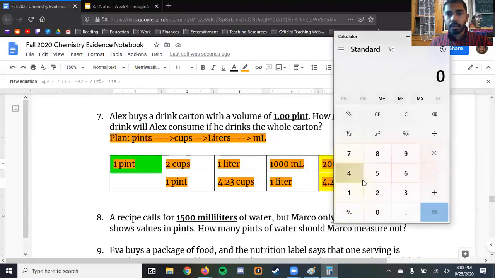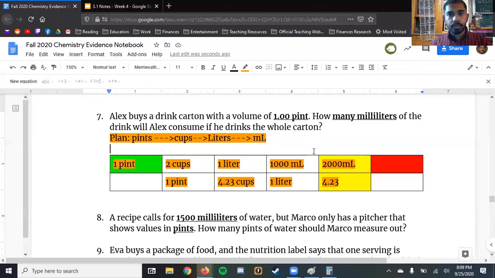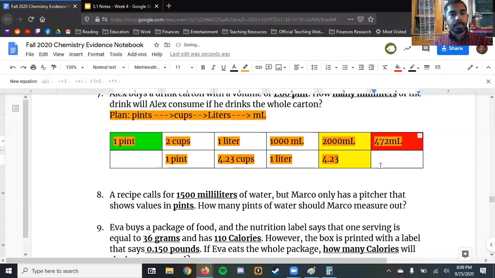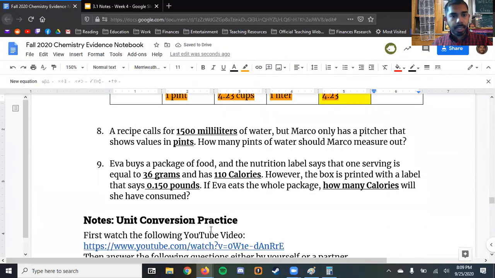The final answer is 2,000 divided by 4.23. That's equal to 472 milliliters. 472 milliliters. We're going to do the same thing for numbers 8 through 9.